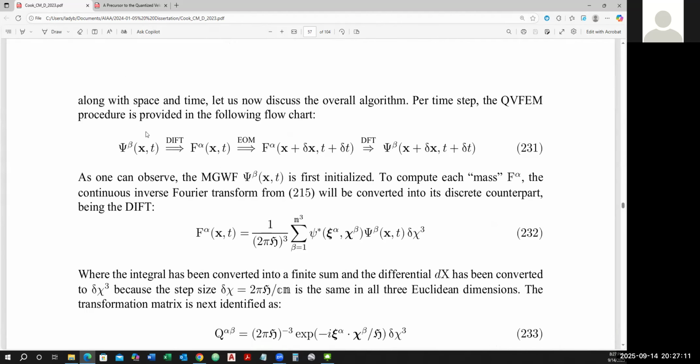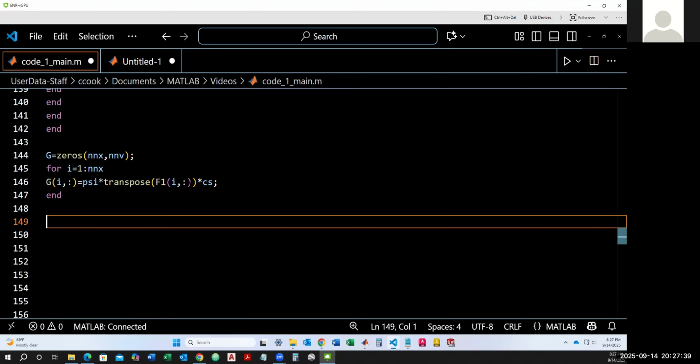So from our initial G, we have F0. We applied our solution to the governing equation of motion. We now have F1. We're now going to take the discrete Fourier transform, and we will then generate essentially G1. So this is G0, this is G1. I'm just going to override G. Okay, so that's what I'm doing here.